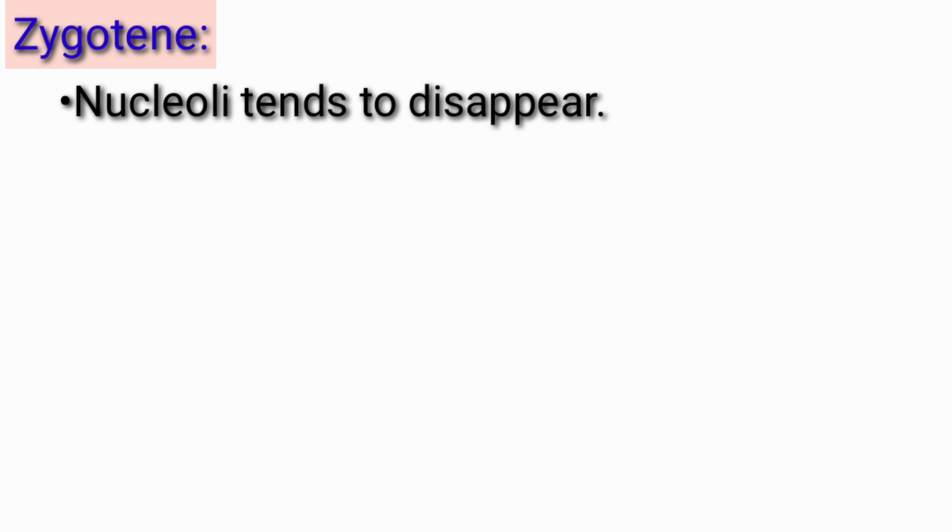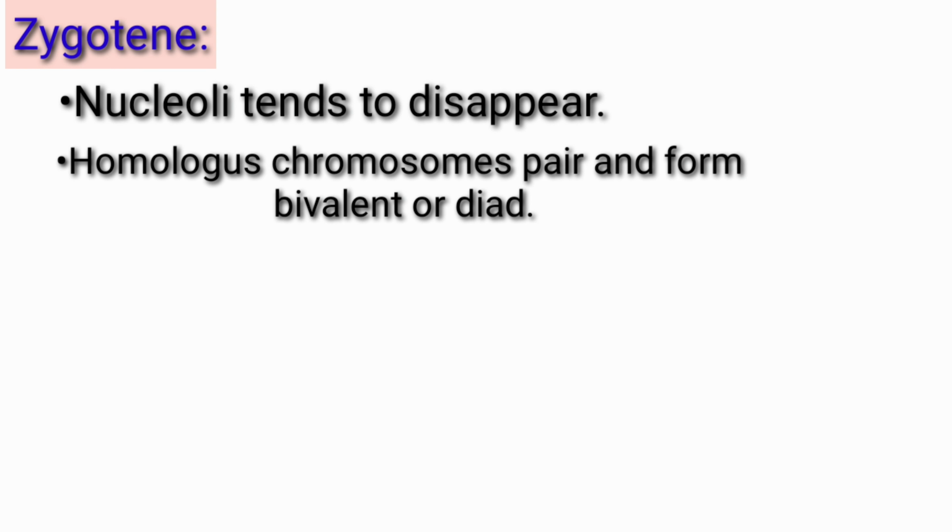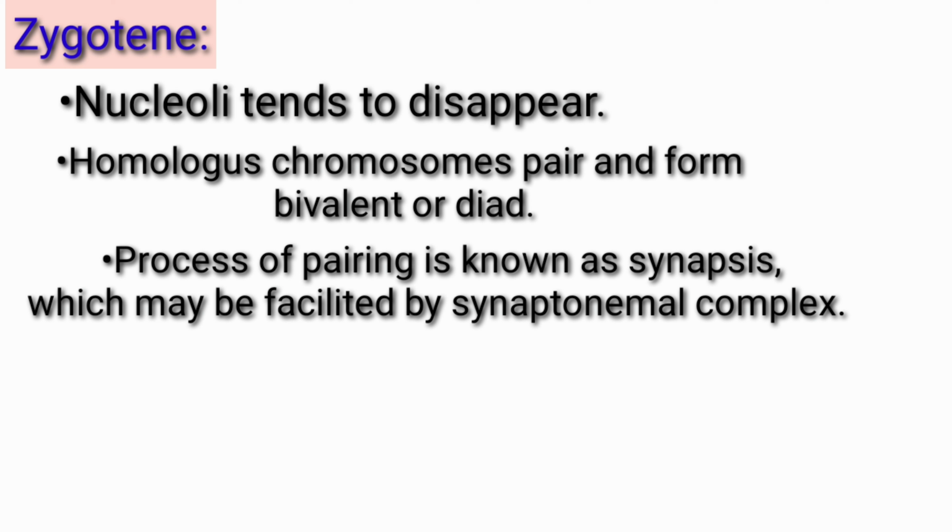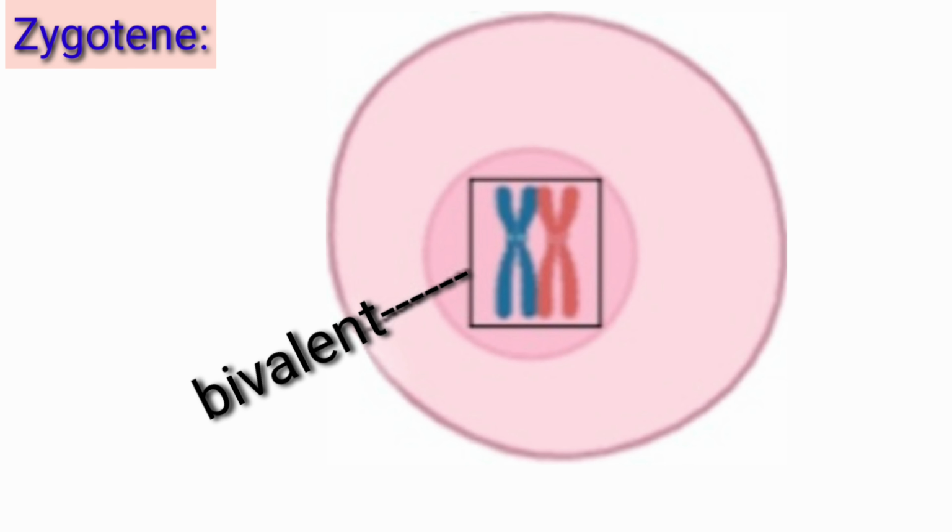Now the second stage of prophase 1, known as zygotene. Nucleoli tend to disappear in this stage. Homologous chromosomes pair and form a bivalent or dyad. This process of pairing is known as synapsis, which may be facilitated by the synaptonemal complex. Now see, this is the diagram of a zygotene stage, and the homologous pair of chromosomes formed the bivalent.